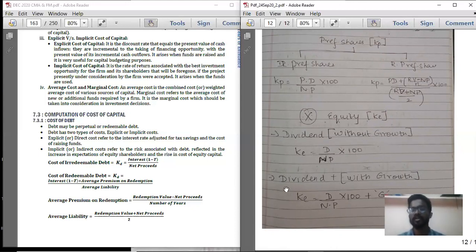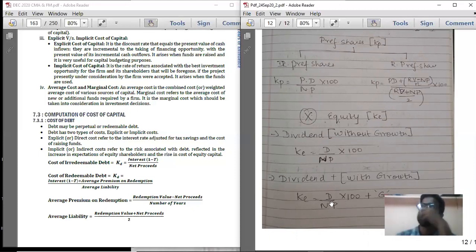Now below that, the second arrow mark: dividend with growth. Within bracket, dividend divided by net profits into 100, plus growth. That's all. Growth is a percentage.